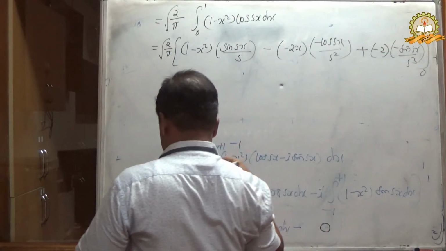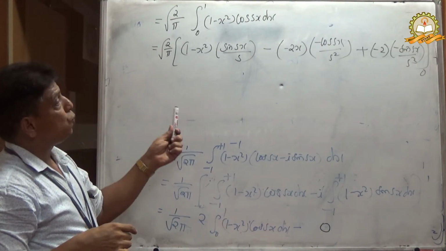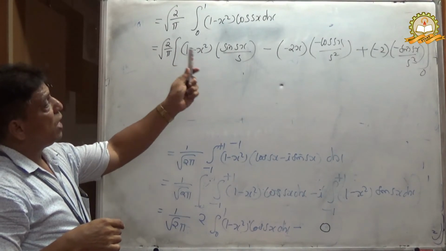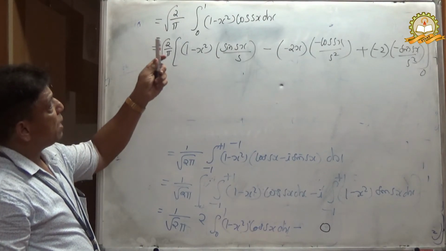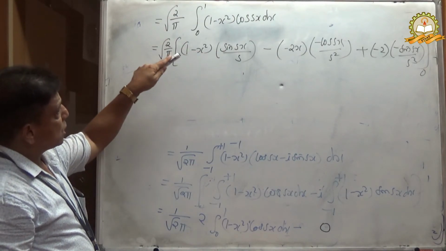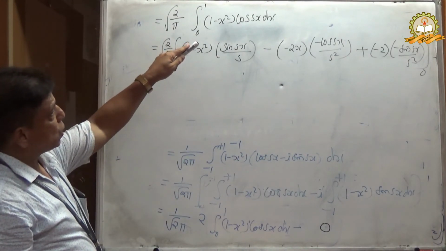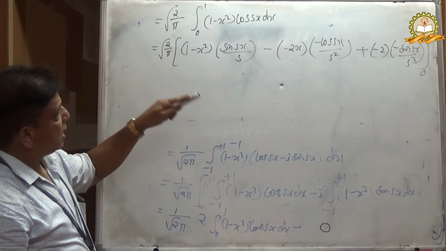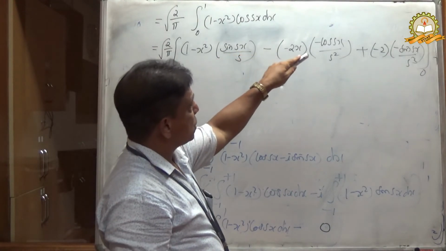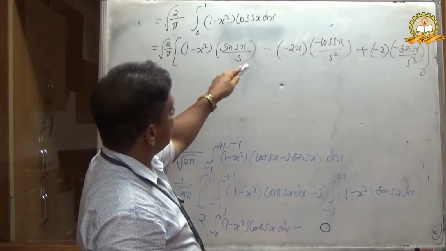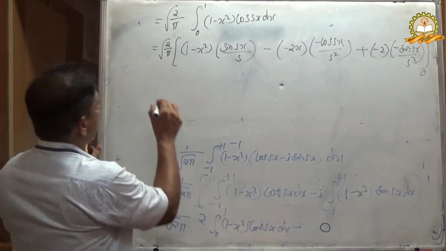To integrate this function, we apply the general rule for integration. The general rule says that for 1 minus x square into cos sx, we take 1 minus x square as the first function into the integral of the second function, cos sx, which is sin sx by s, minus the derivative of first, minus 2x, into the integral of second, minus cos sx by s square, plus the derivative of first, minus 2, into minus sin sx by s cube. Then we apply the limit.